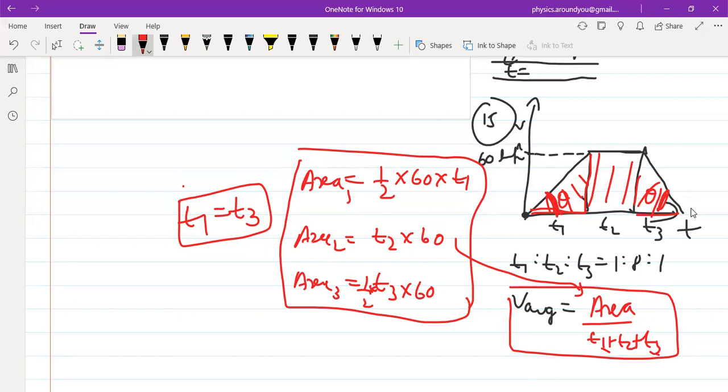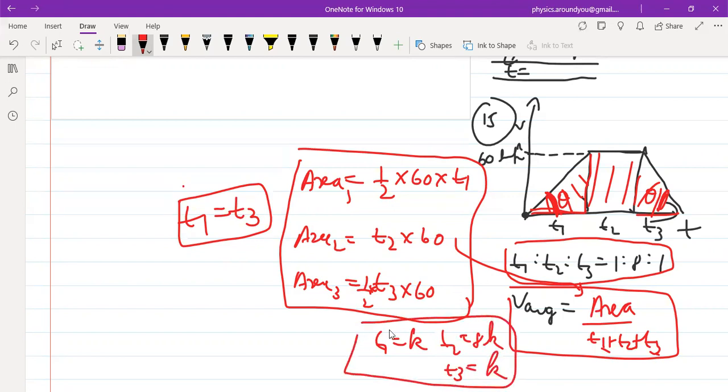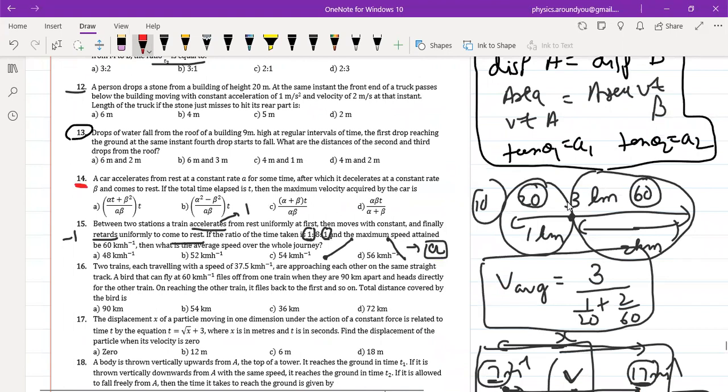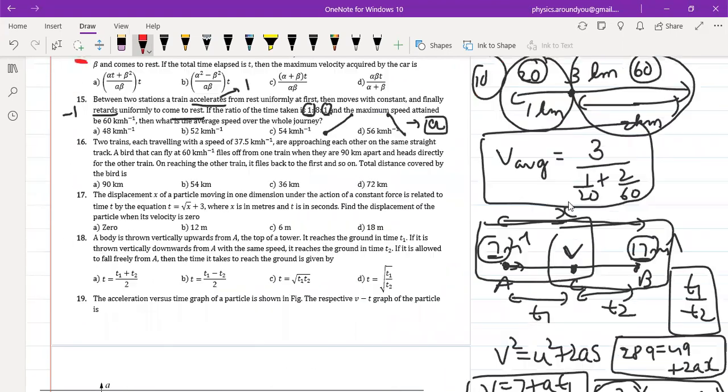Areas have been given. T1 is to T2 is to T3, 1 is to 8 is to 1. That information is given. Using your high school mathematics, say something about these. Let us say T1 is K, T2 is 8K, and T3 is also K. Put these values here. Finally, it will be all in terms of Ks. Add and get the answer. So this is the very convenient, time-optimal approach for the 15th question. No need to convert to meter per second at all.